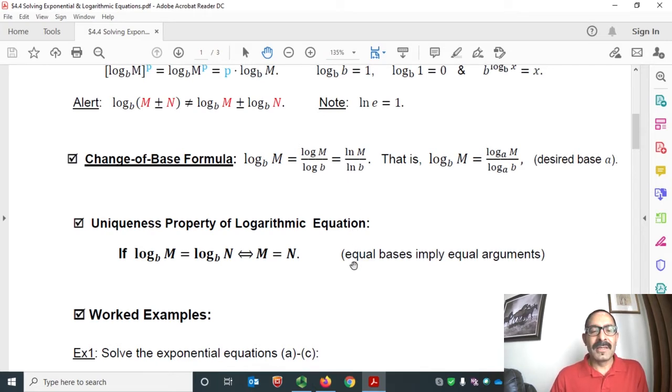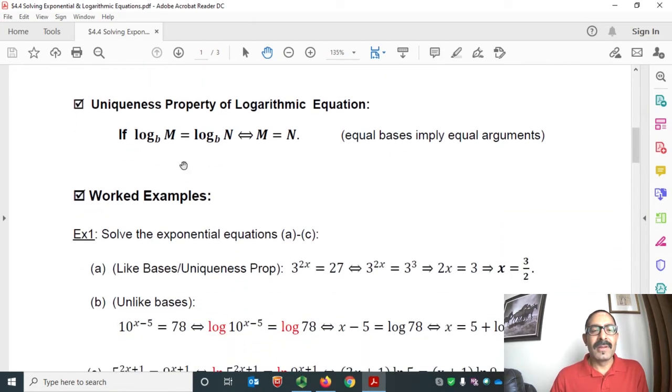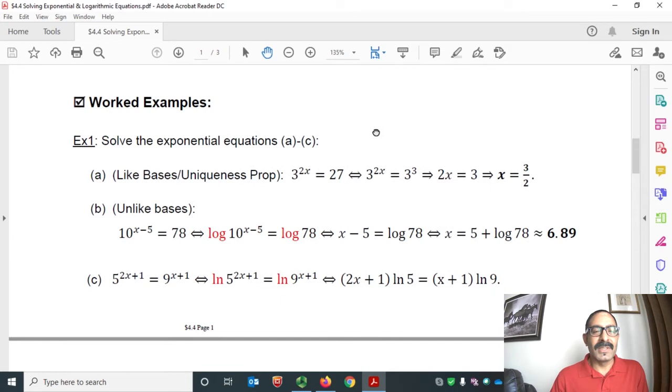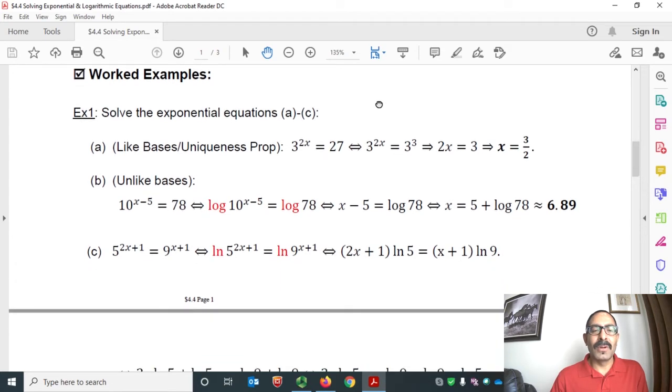Now next, the uniqueness property of logarithmic equations. If you have the same base log functions equal, then we can equate the argument. Now with those properties, let's solve some questions. So first, example 1: solve the exponential equations a through c.